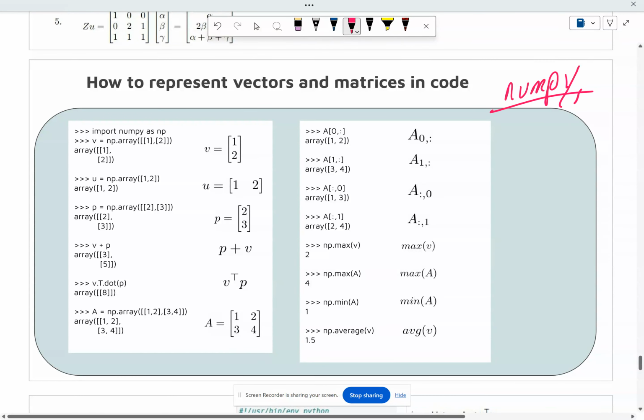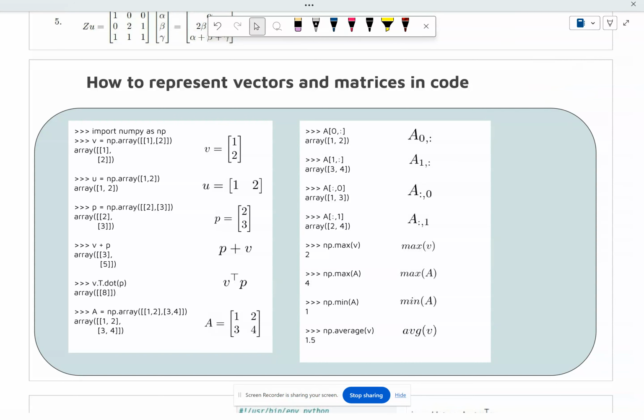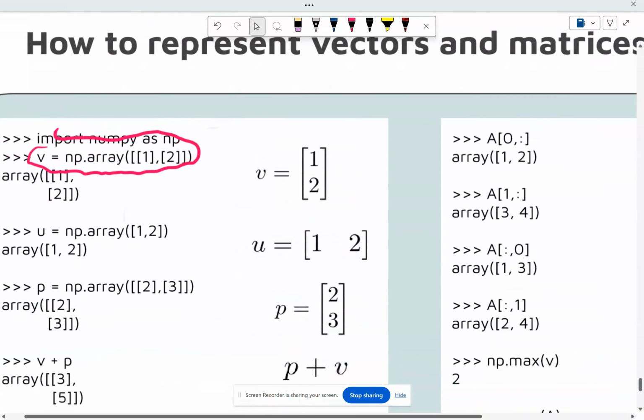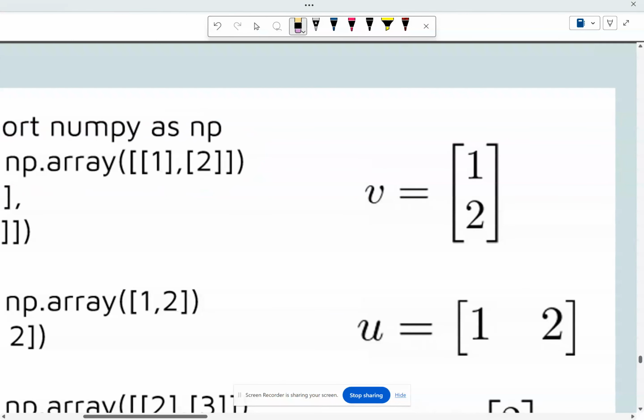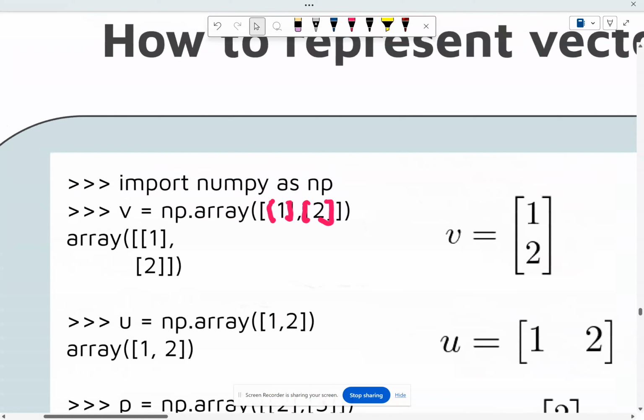NumPy. Okay. Once you have NumPy installed, you are able to represent vectors and matrices together and calculate various information about them. For example, over here you have a vector, so you can write this vector this way. Notice how each row is represented by a bracket. So that's 1 and 2.